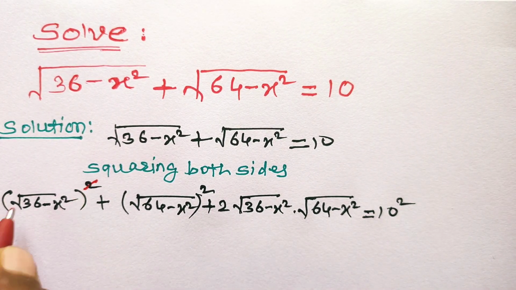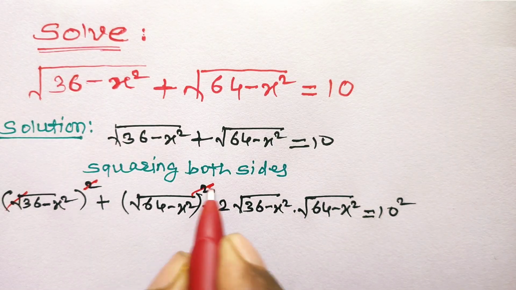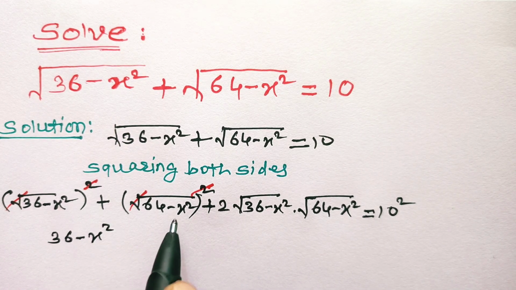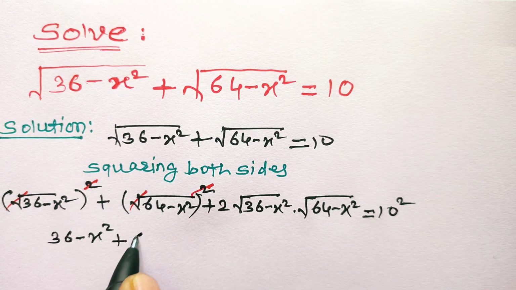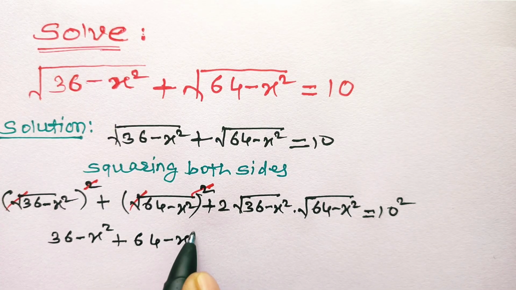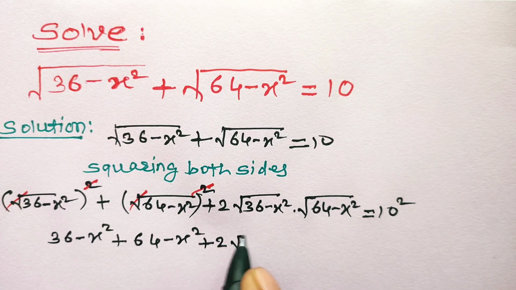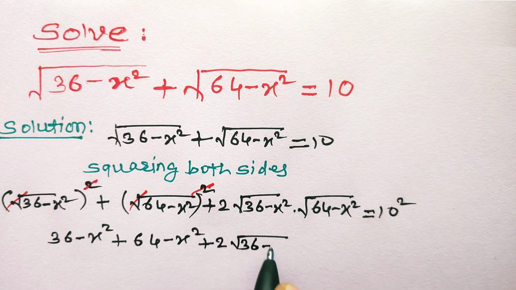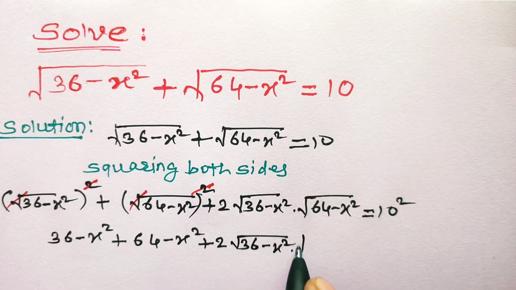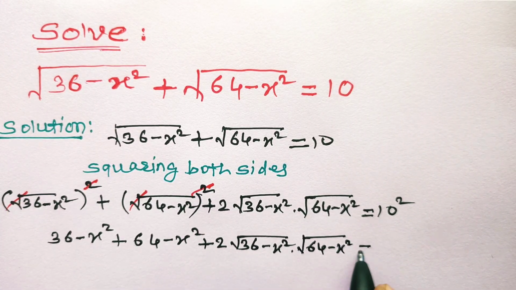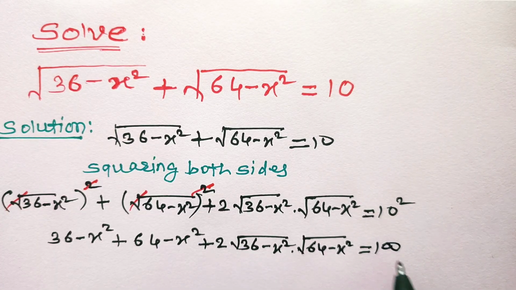Here this square and this square root gets cancelled. Here also this square and this square root gets cancelled. Then from first term 36 minus x square, and from second term 64 minus x square. Third term, keep it as it is, 2 times square root of 36 minus x square into square root of 64 minus x square, and this is equal to 10 square means 100.